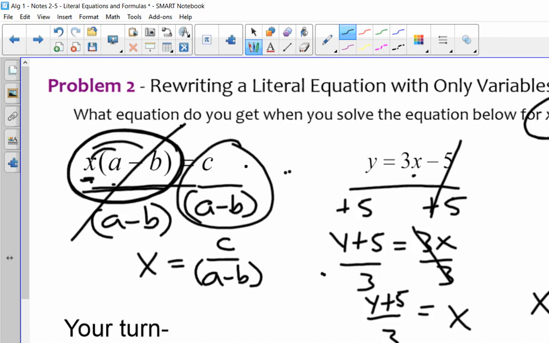Don't make it harder. I know it's difficult to understand because I got these letters and those numbers. I don't really get an answer. But you did what you're supposed to do to solve for x. Okay?